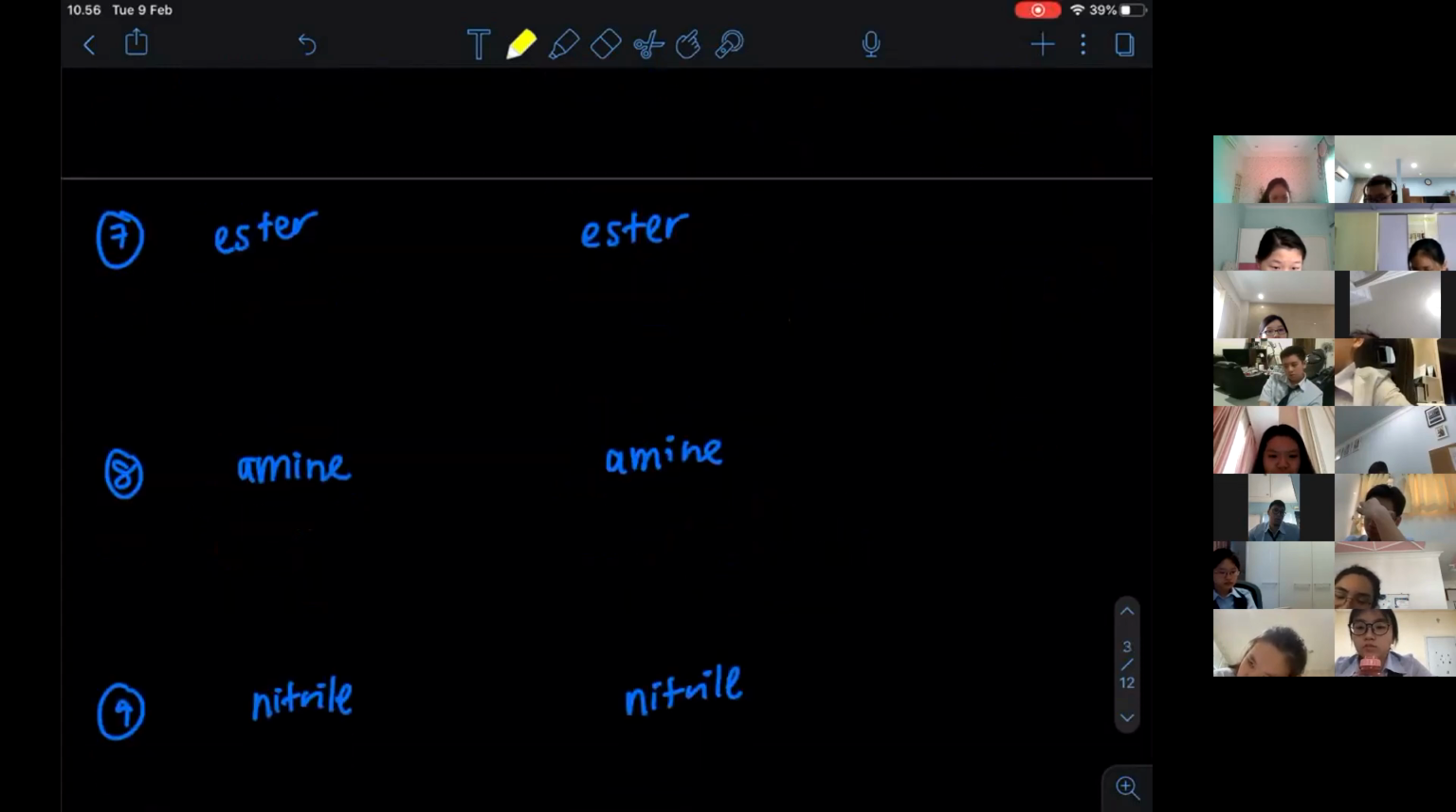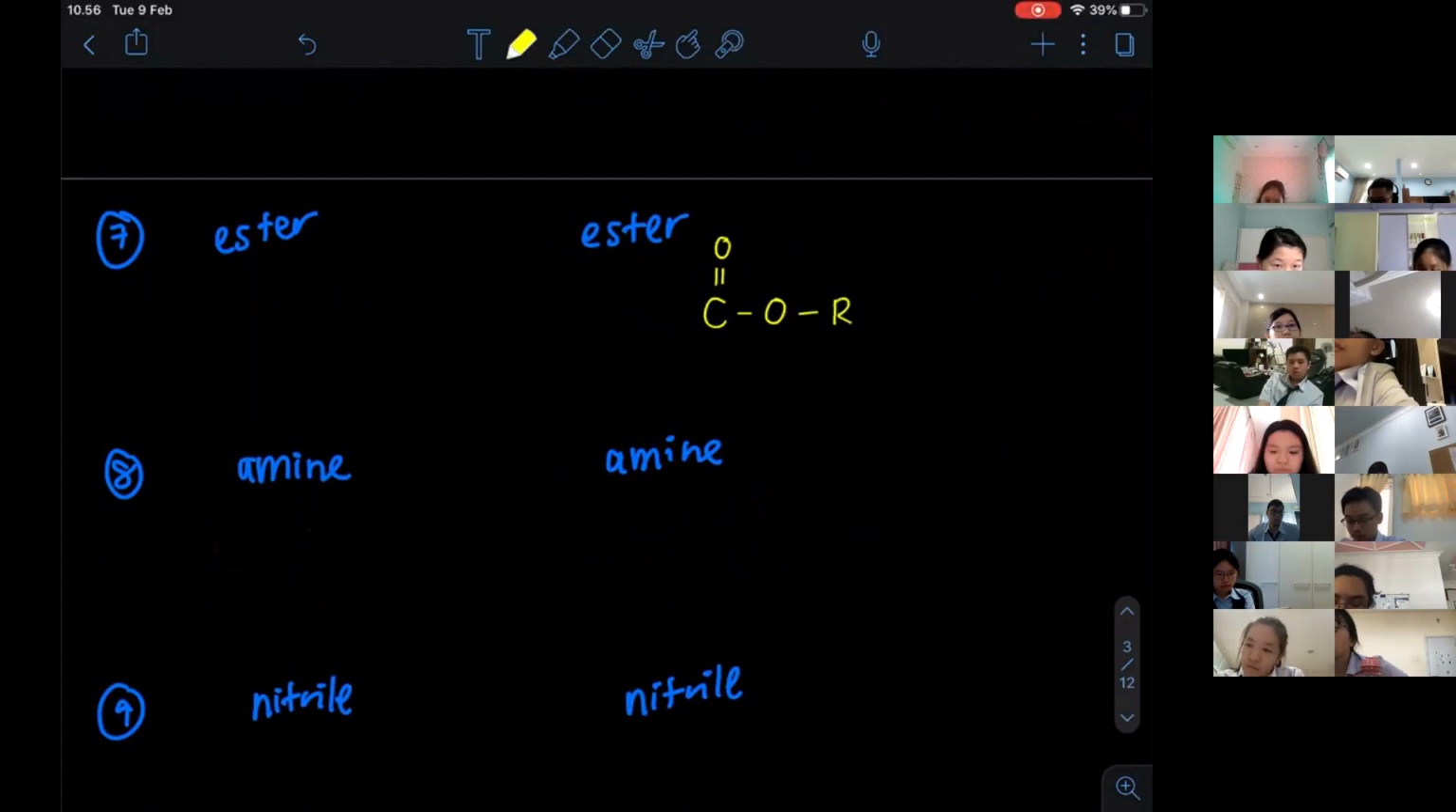And then ester. The ester is different as well. The ester is C double bond O, then O. Unlike carboxylic acid, which is supposed to have H, it is bonded to another R, so that H is not there. So this is R1 and this is R2. I told you not to overthink this. We will learn about this in future.